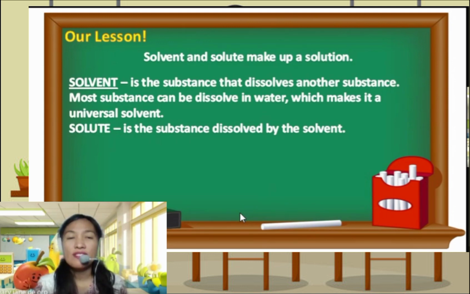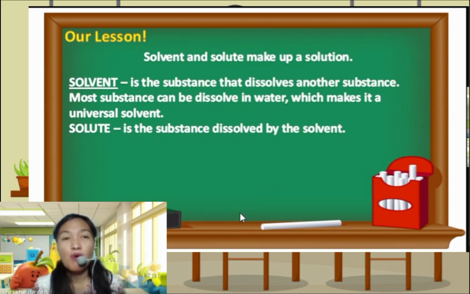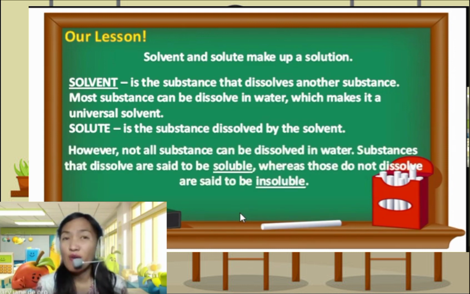For solvent, it is the substance that dissolves another substance. Most substances can be dissolved in water, which makes it a universal solvent. Solute is the substance dissolved by the solvent. However, not all substances can be dissolved in water. Substances that dissolve are said to be soluble, whereas those that do not dissolve are said to be insoluble.